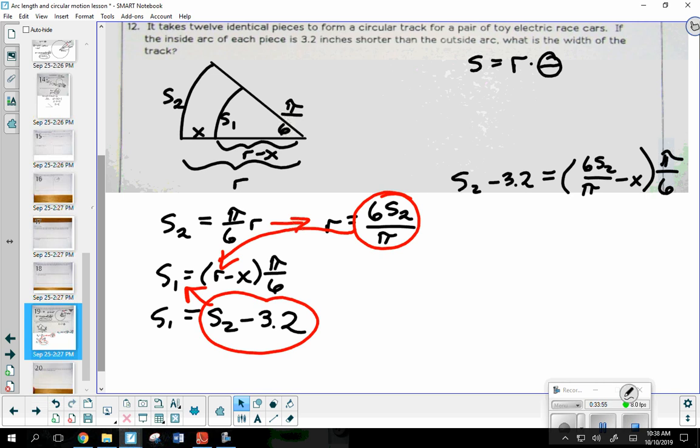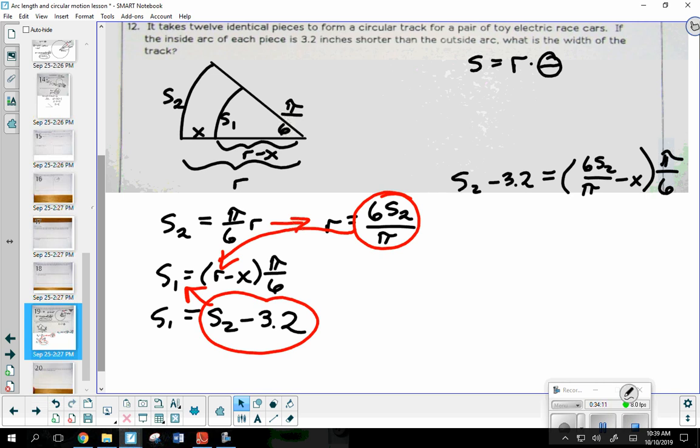So there might be a few folks out there still thinking, well, that's great. You got rid of the r, but now I've got s sub 2's. But we're going to take care of those. What would you do next if I was trying to solve for x? What would be the next logical step? I would distribute.